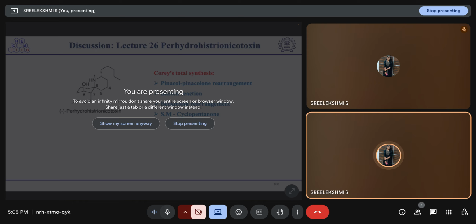And the core structure, as we can see here, involves a spiro-fused ring, a six-membered ring fused with a piperidine ring with two side chains. The key reactions include pinacol-pinacolone rearrangement, Barton reaction, and Beckmann rearrangement, and the starting material used is cyclopentanone. Now, E.J. Corey completed this total synthesis in very few steps, so that was one remarkable total synthesis of this perhydrohistrionicotoxin.